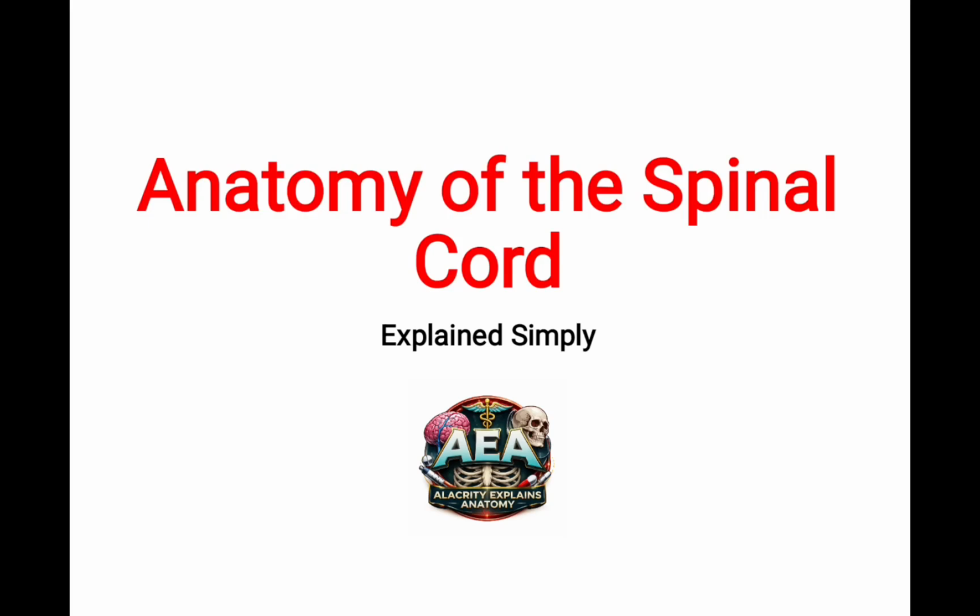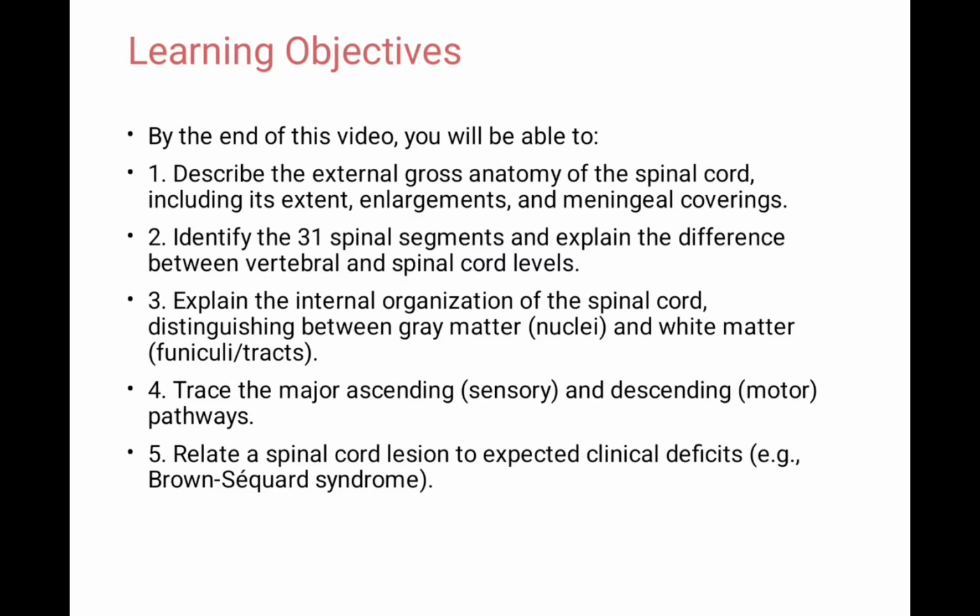Today we are going to be looking at anatomy of the spinal cord, neuroanatomy. By the end of this video, you'll be able to describe the external gross anatomy of the spinal cord, including the extent, the enlargements, and the meningeal coverings. You'll be able to identify 31 spinal segments and explain the difference between the vertebral and spinal cord levels.